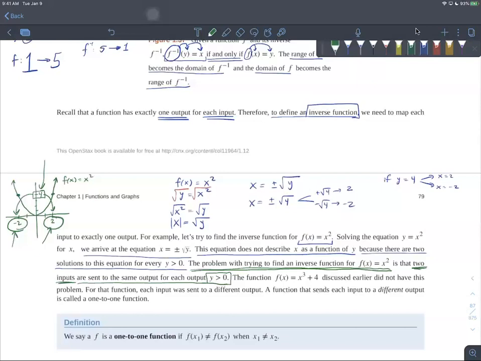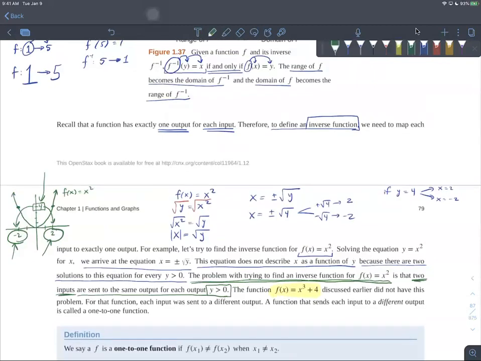The function f of x equals x cubed plus 4 discussed earlier did not have this problem. For that function, each input was sent to a different output. And you may know what x cubed plus 4 looks like. I'm just going to give a quick sketch here. It would be 1, 2, 3, 4, something like this. Okay. And what is the difference? We're going to see coming up here pretty soon. But the x cubed plus 4 does have an inverse function because it passes the horizontal line test. Notice that here, this function will not pass the horizontal line test.